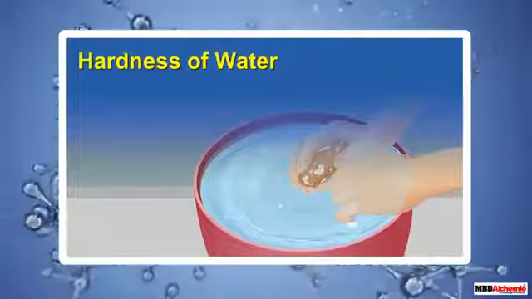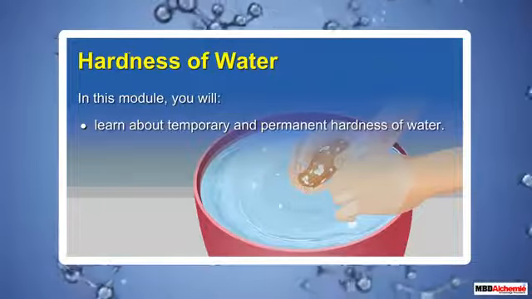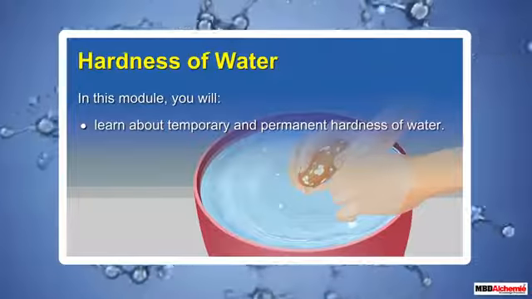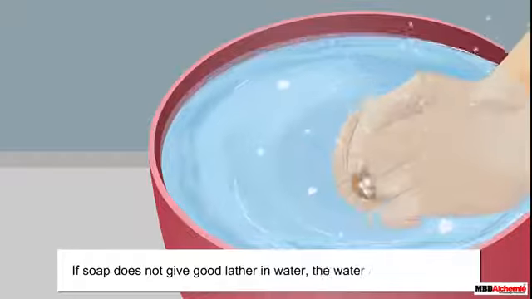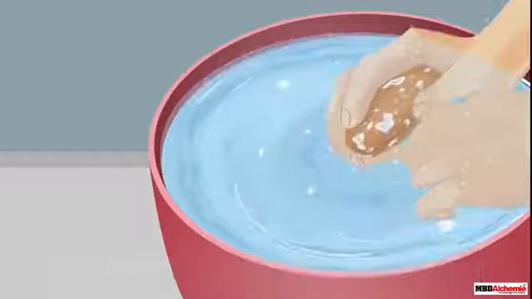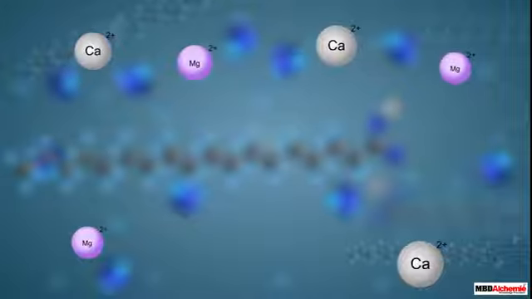Hardness of water. In this module, you will learn about temporary and permanent hardness of water. If soap does not give good lather in water, the water is said to be hard. Now, what makes water hard? Well, calcium and magnesium ions present in water make it hard.